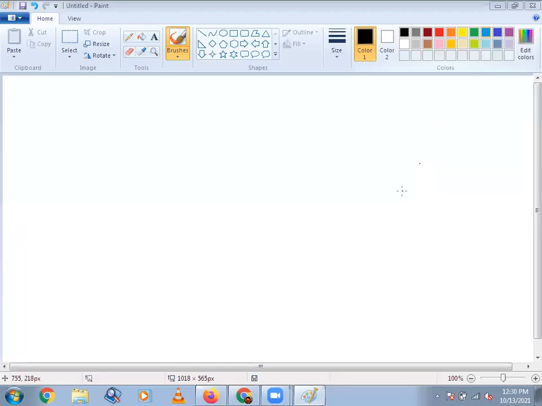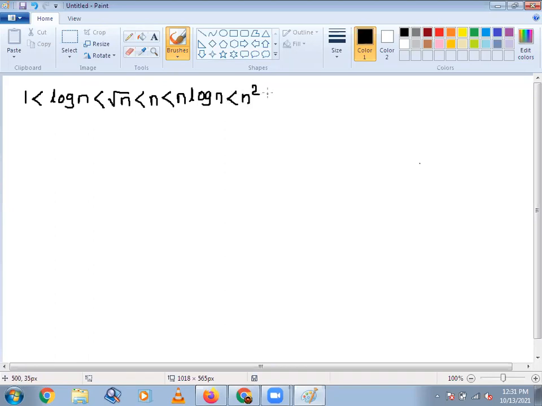Okay, we will revise that part. Okay, I will write one equation. 1 is less than log n is less than root n is less than n is less than n log n is less than n square is less than n cube is less than 2 raised to n is less than 3 raised to n is less than n raised to n.